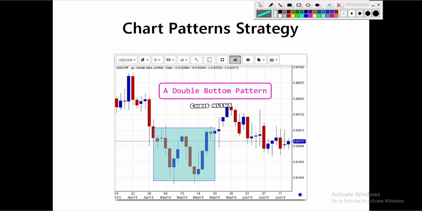This is now the double bottom. We have looked at the triple top. Now we are looking at the double bottom. You can see the double bottom that I have circled here. If you check very well, this is a bottom, and this is another bottom. Now the question is, where should you place your trade?